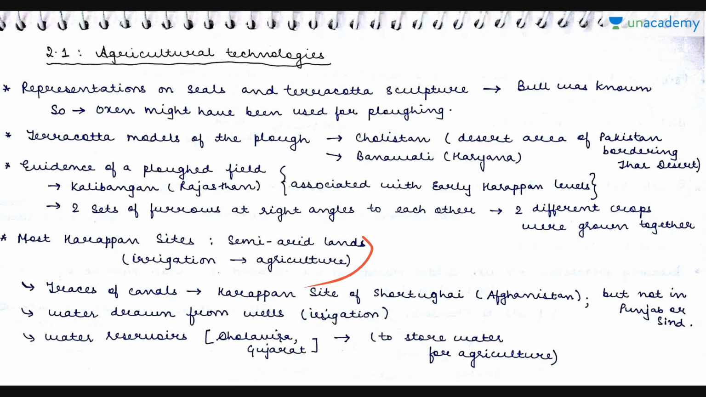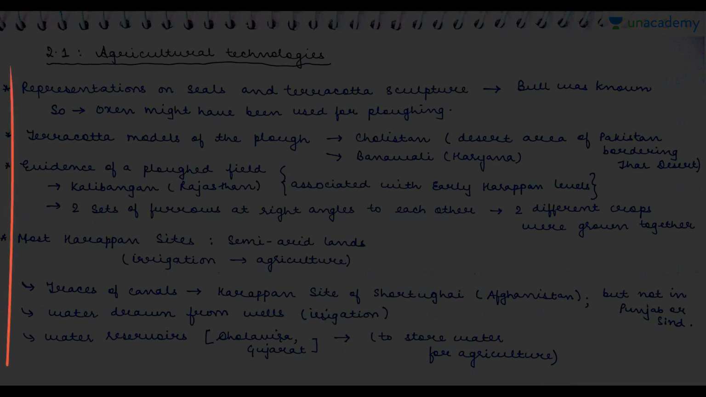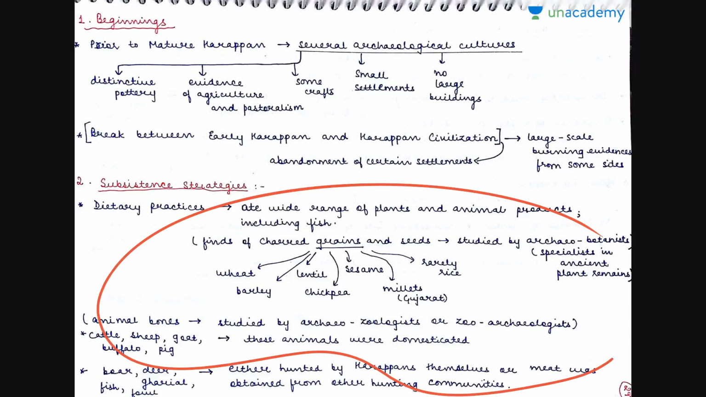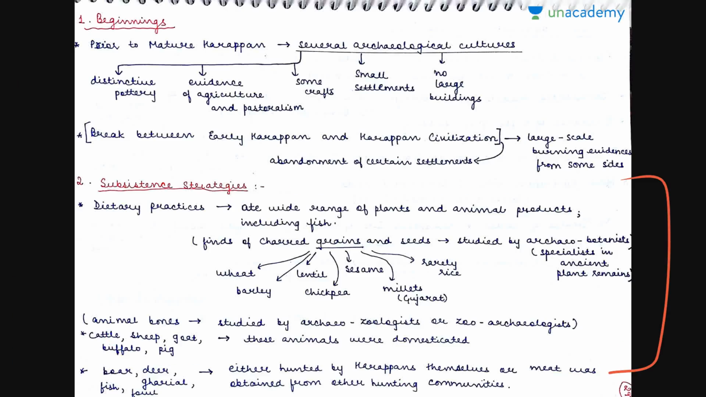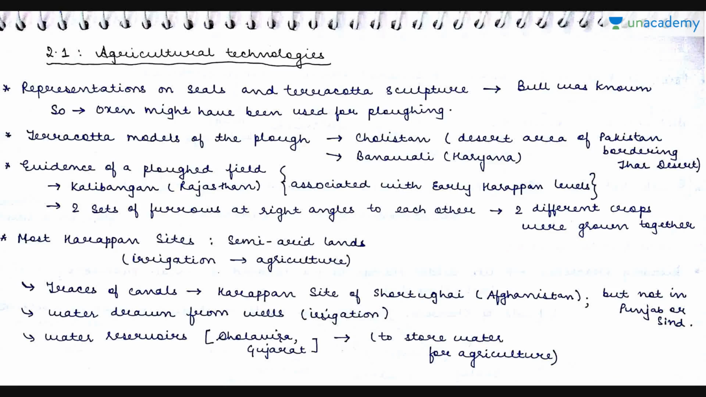And how do we know about this irrigation? Some traces of canals have been found from these areas. This you can read on your own. Then water was also drawn from wells, which also helped in irrigation, because wells were found. Then the remains of some water reservoirs are also found, and they were used to store water for agriculture. So this is how agriculture happened in the Harappan civilization, and these are the plant and animal remains which tell us that people ate these during that period.